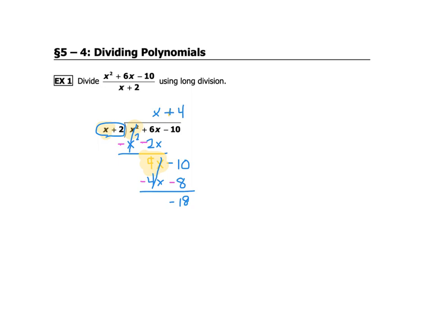So here's your answer to the entire problem. You're going to go back up to the top here, and you're going to take your x plus 4. And I've got a remainder of negative 18. So I'm going to subtract not 18, but 18 over the x plus 2 that I was dividing by in the first place.